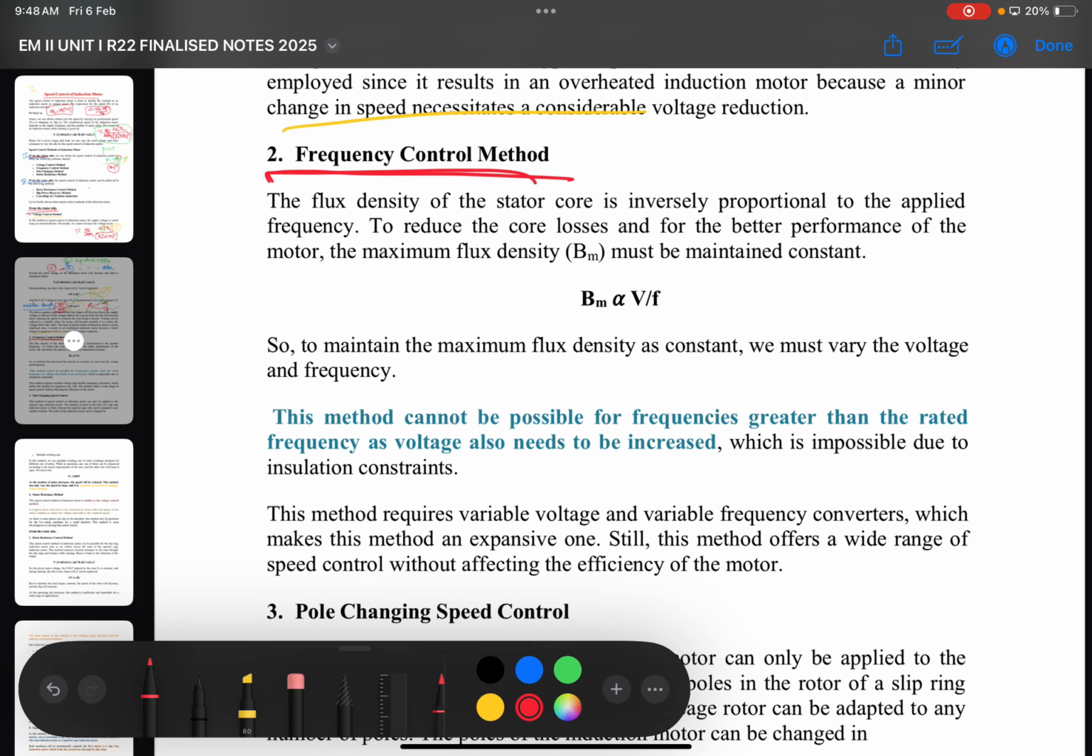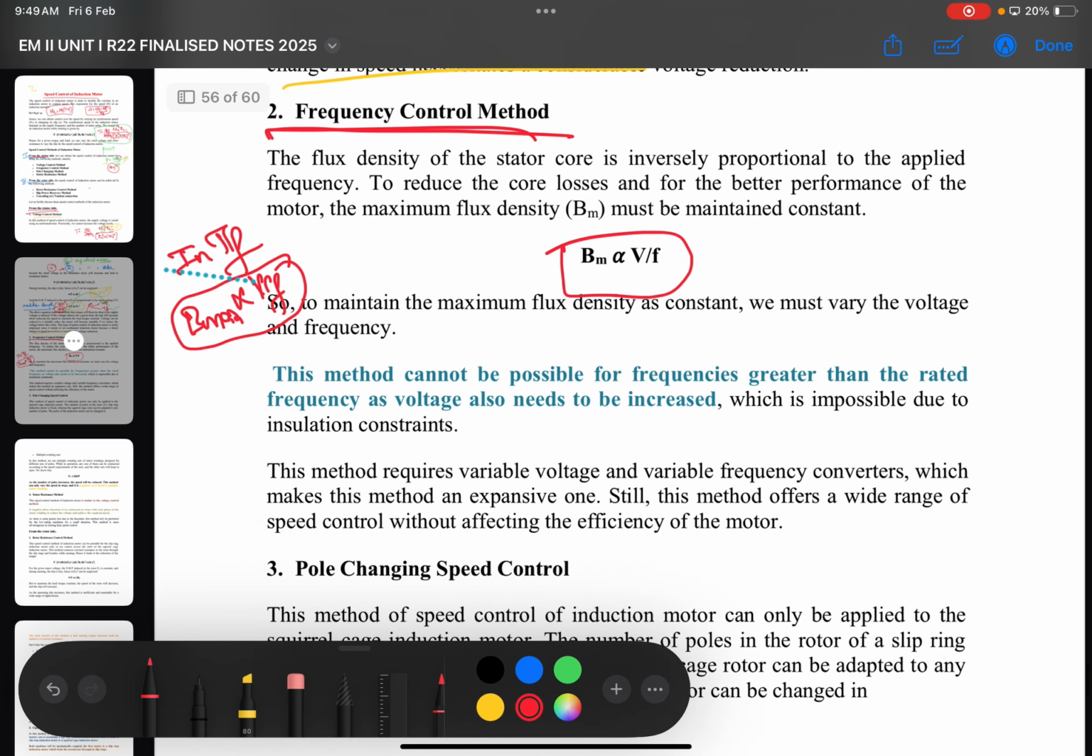Okay, next one is the frequency control method. We already know that in a transformer, Bmax is proportional to V by F. Similarly, in an induction motor also, Bmax is proportional to V by F, and this ratio always has to be constant. That means if I am increasing the voltage, the frequency also has to be increased.